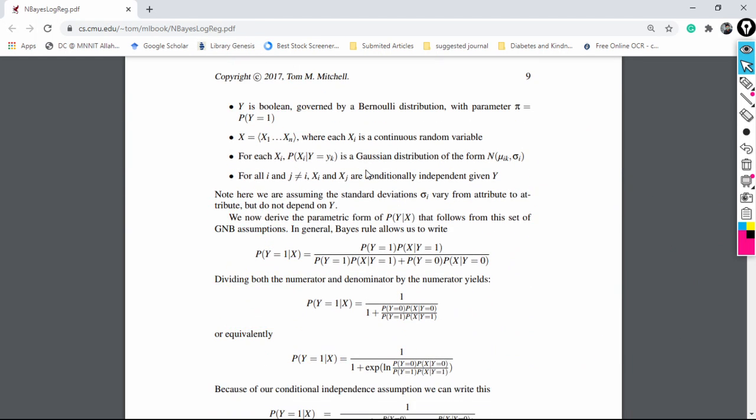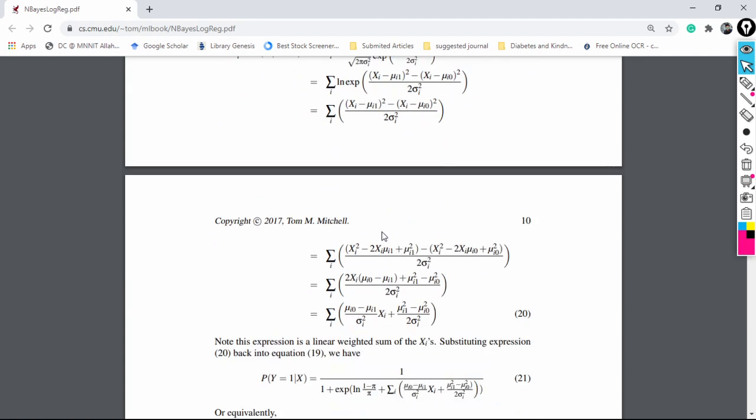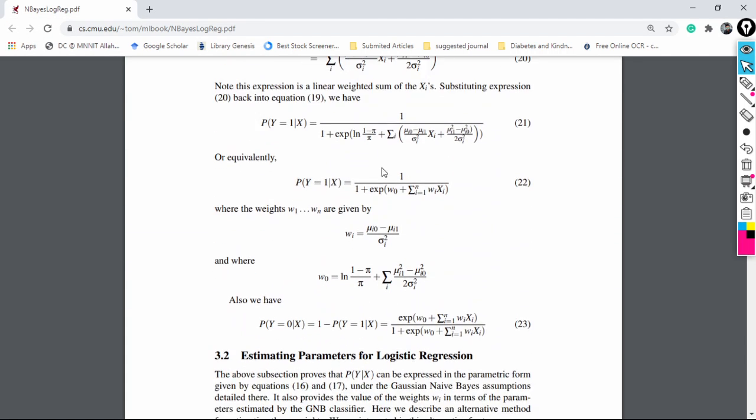Now, if we come to the derivation part of it, just go read through it. It is a simple paper. I think you can easily learn about it. Just go through this paper.